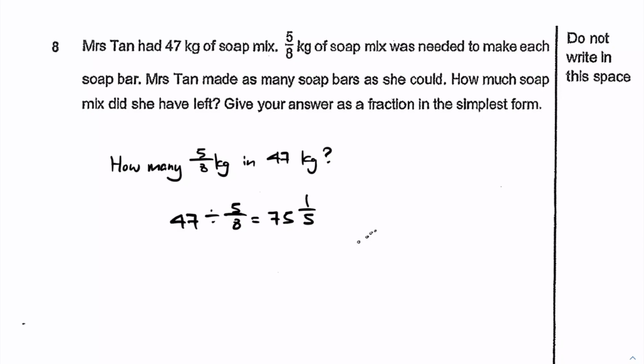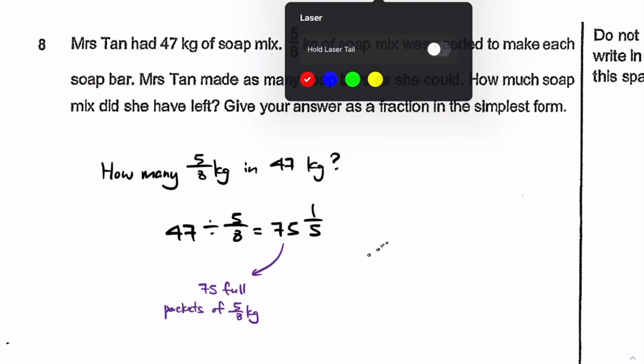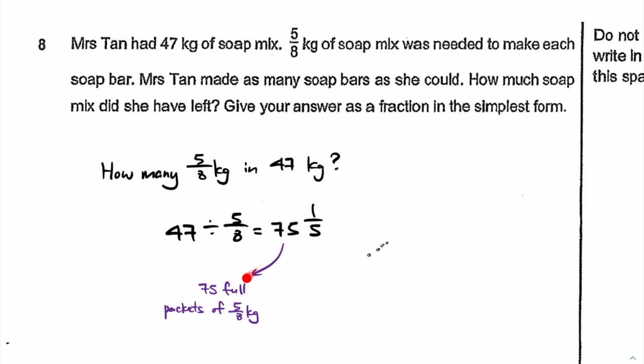Okay, the answer from your calculator will be this, but what does that actually mean? It means that we've got 75 full packets of 5/8. Remember, we are asking the question, how many 5/8s are there? So with the quotient being 75, that represents 75 full packets of 5/8 kg. Then what does this remainder mean?